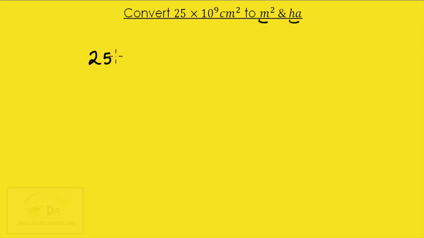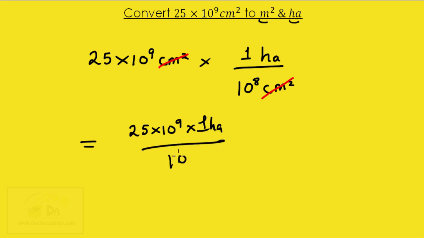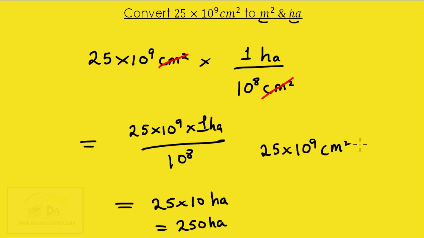So 25 times 10 to the 9 centimeters squared in hectares, 1 hectare is 10 to the 8 centimeters squared. So the centimeter squared cancels out, and the only unit you're left with is hectares. And what we have is 25 times 10 to the 9 times 1 hectare divided by 10 to the 8. And this gives 25 times 10 hectares, which is 250 hectares. That means that 25 times 10 to the 9 centimeters squared is equal to 250 hectares.